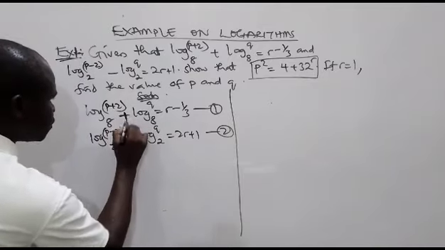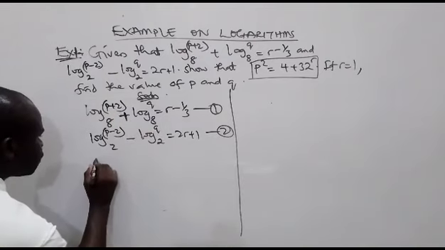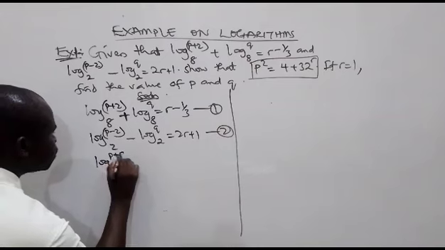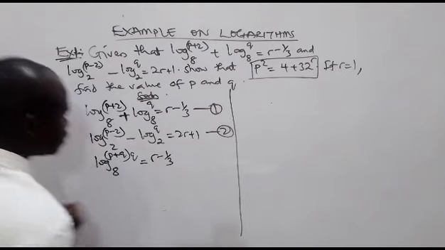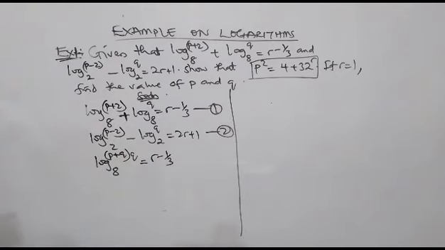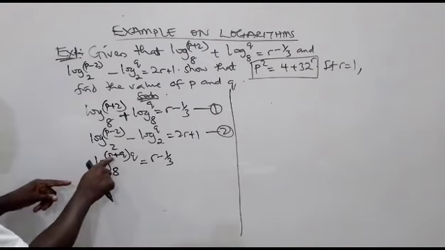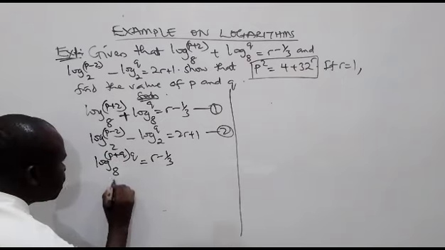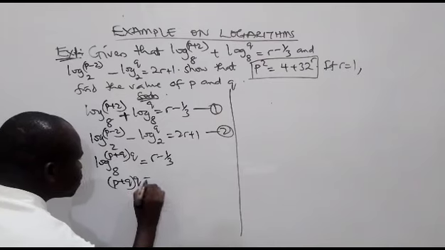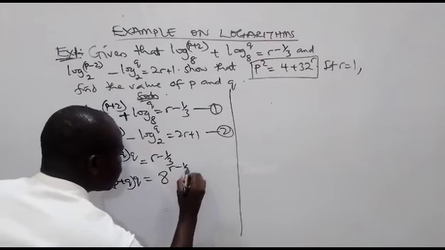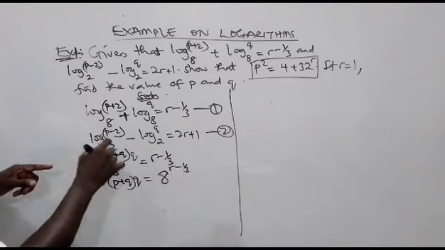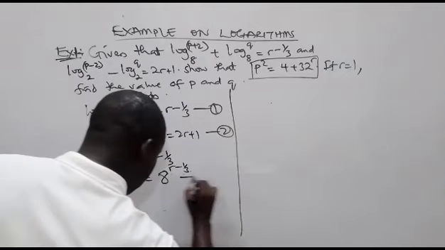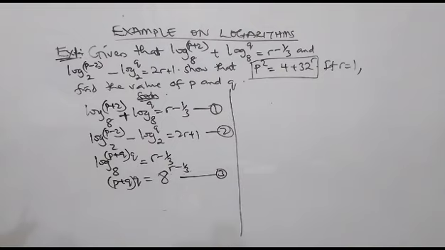If you apply the law of logarithm, when we have addition, we multiply. So we are going to have log of p plus 2 multiplied by q, with the same base 8, is equal to r minus 1 over 3. If you look at my videos on the introduction to logarithm, when I want to write this in the index form, I will say p plus 2 multiplied by q is equal to 8 raised to power r minus 1 over 3. I can do that, converting logarithm form to index form. Since I've been able to rewrite this, I can call it equation 3.